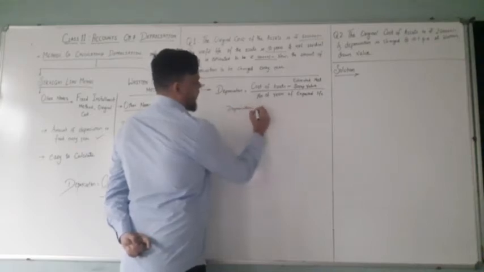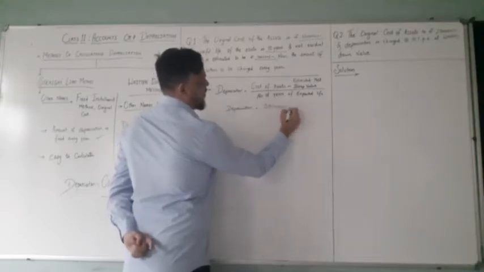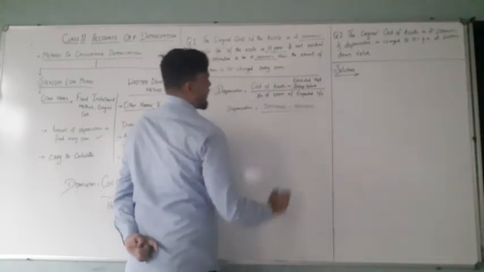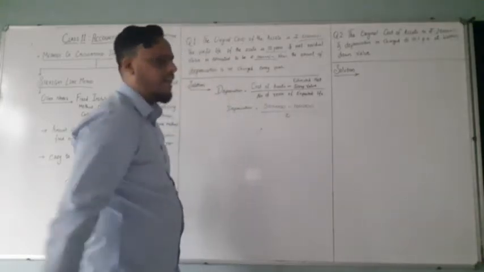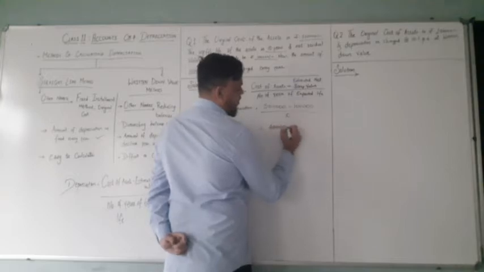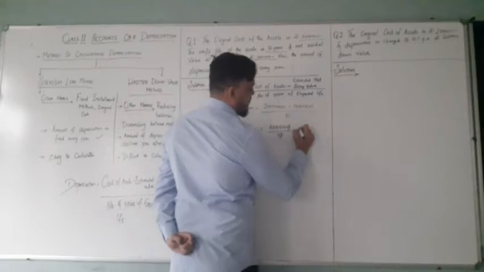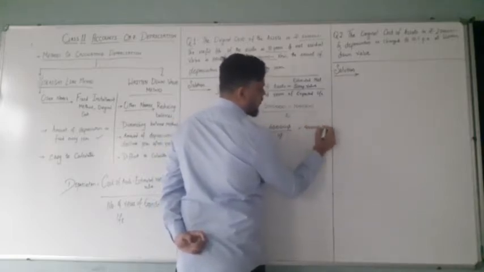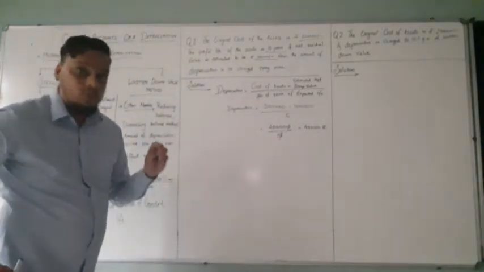Depreciation is equal to 5 lakhs minus 1 lakh upon 10 years. You are great in calculation, so we can do that as 4 lakhs upon 10. The 0 gets cancelled. The actual depreciation you are charging is 40,000 rupees in the straight line method.